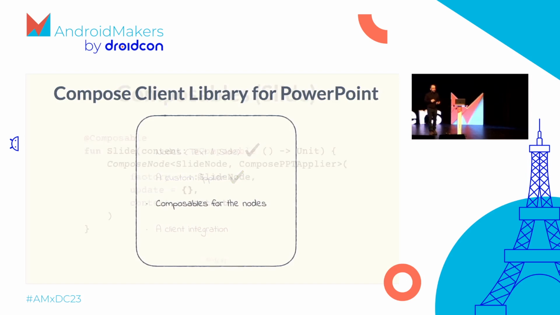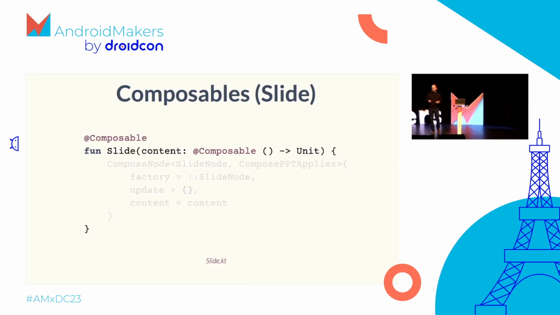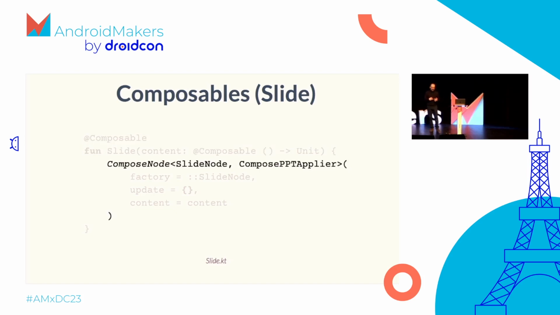Creating a composable might seem like an easy job, but since we are going to create a composable which is a bit different, because now we need to actually emit the node that we just created with a composable function called either compose node or reusable compose node. So let's start by creating the slide composable. Slide composable is simply getting a composable lambda. It doesn't get anything for now. It just gets the composable lambda. But inside, for slide node, now we need to emit the node that we just created, called slide node. And we also need to give the applier that we created.